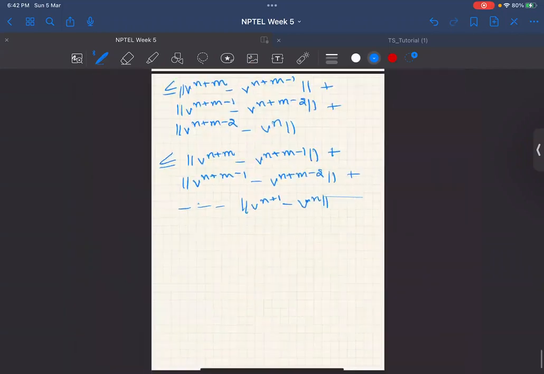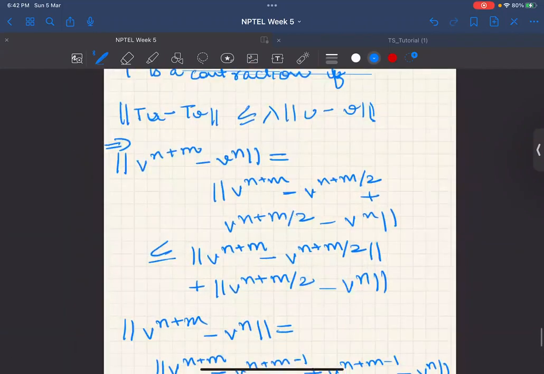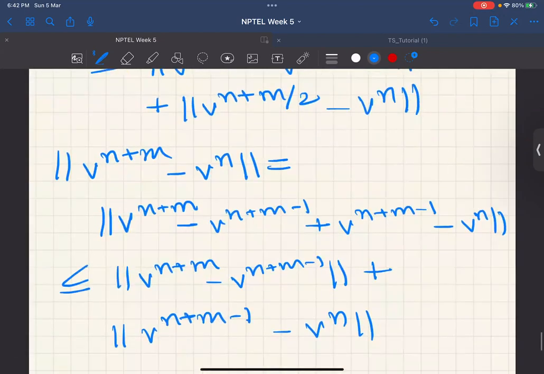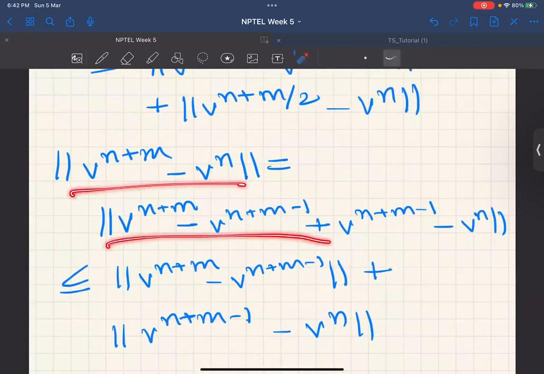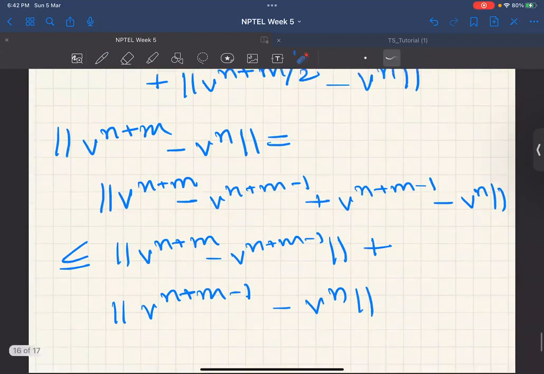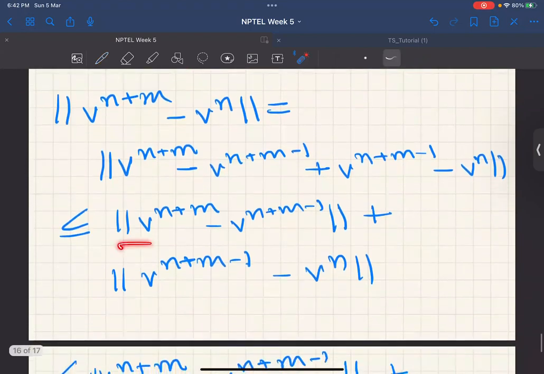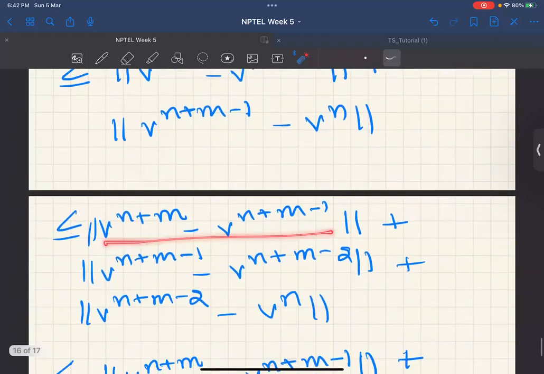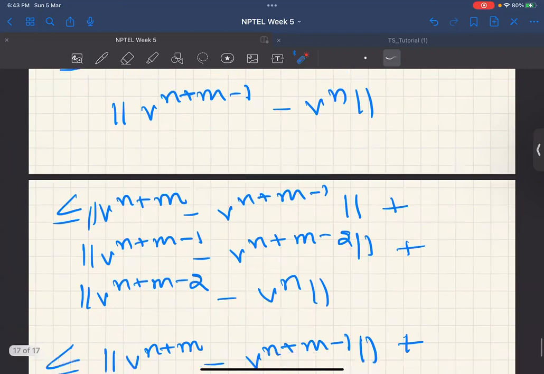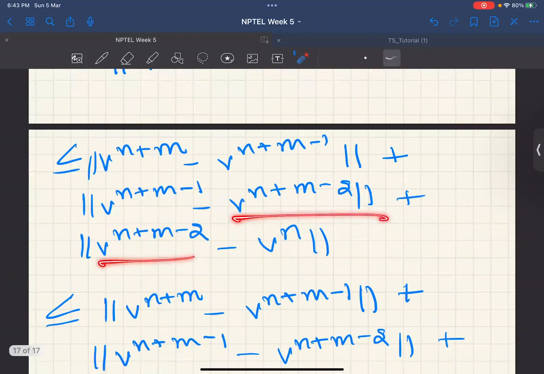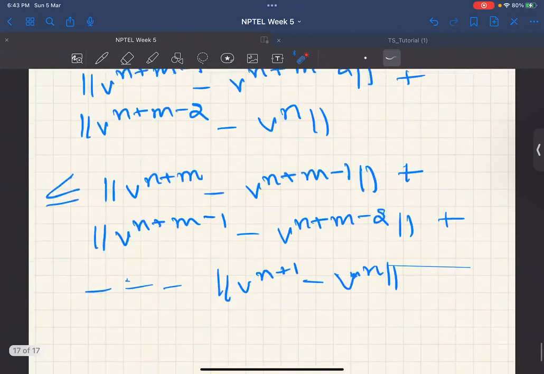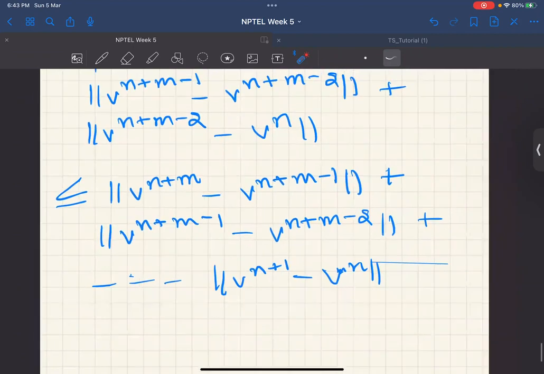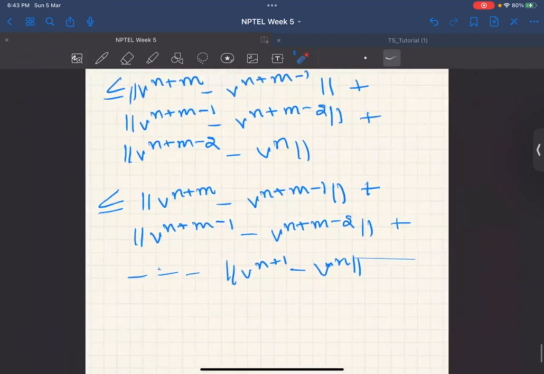What I have done is I have just written Vn plus m minus Vn plus m minus 1, the same thing, Vn plus m minus 1, just added this and subtracted this. Then I have applied triangular inequality. This is the same here. I have split this again into Vn plus m minus 1 minus Vn plus m minus 2, and again this plus and minus. We can do this again and again, and the last term will be Vn plus 1 minus Vn. Got it?